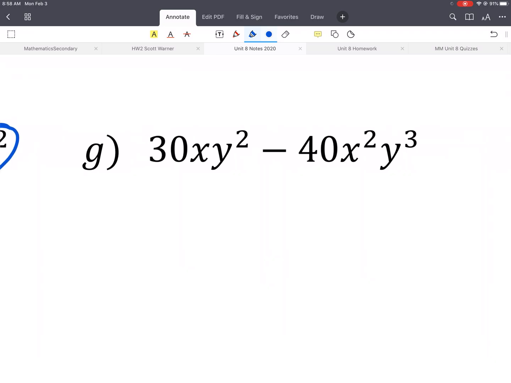Again, greatest common factor here, we can fairly easily look at 30 and 40 and realize that our greatest common factor is 10. And then we'll look at the variables. Here we have x and x squared, so the smallest is x. And then y squared would be the smallest for the y's.